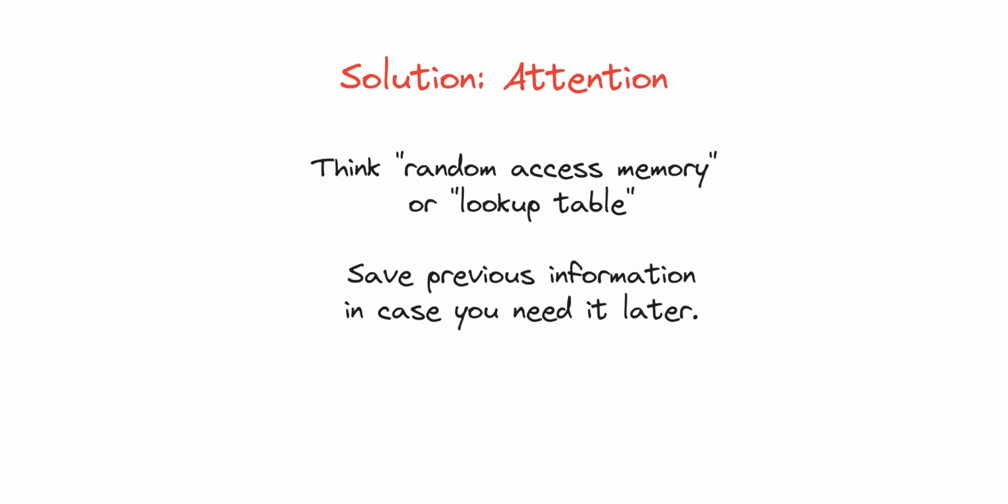We're going to focus in on one particular solution that's at the center of all modern large language models. This is an idea known as attention. The way to think about attention is to think about a neural network version of random access memory, or even simpler, as a neural network version of a lookup table. We're going to save all the previous information and then refer back to it as we need it.